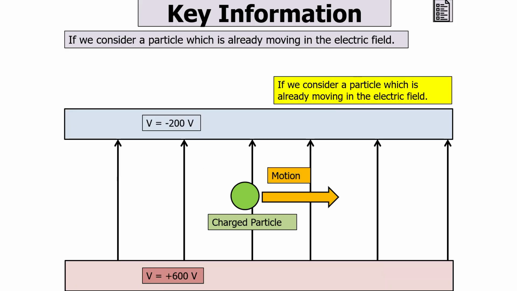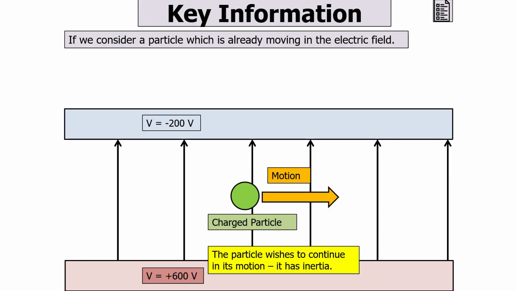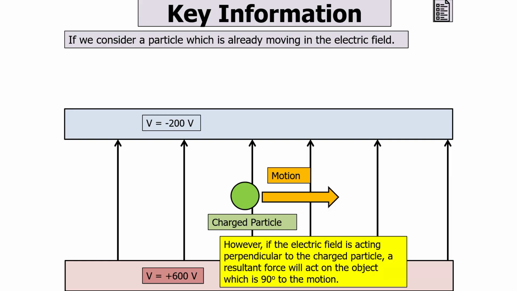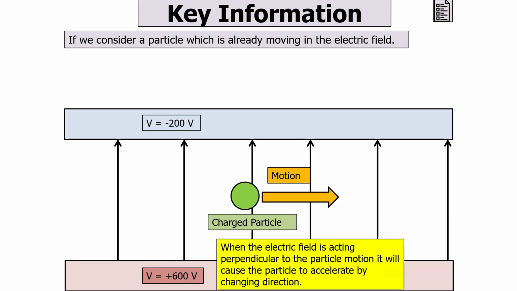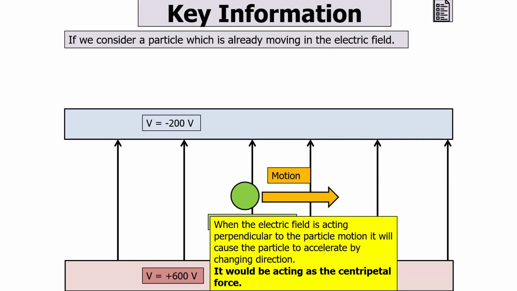Now if in this situation we consider this particle which is already moving in the electrical field, once again the particle wishes to continue in its motion, it has inertia. However, if the electrical field is acting perpendicular to the charged particle, a resultant force will act on the object which is 90 degrees to its motion. So this will now cause acceleration by changing direction. So, when the electrical field is acting perpendicular to particle motion, it will cause the particle to accelerate by changing direction. This is because it is acting as a centripetal force.